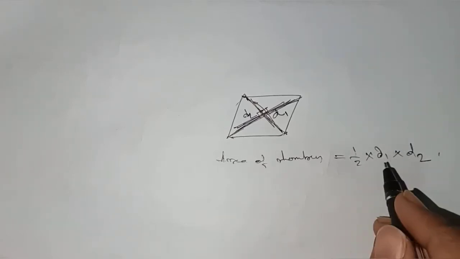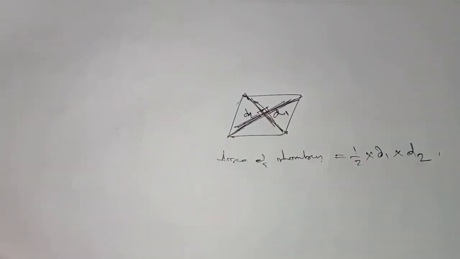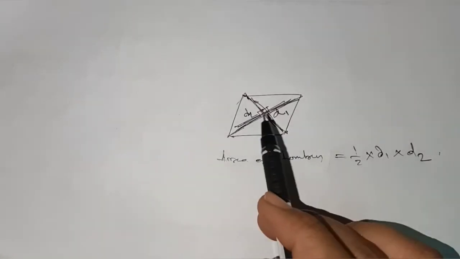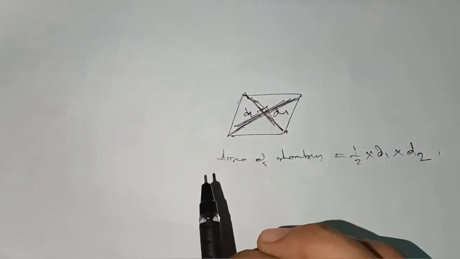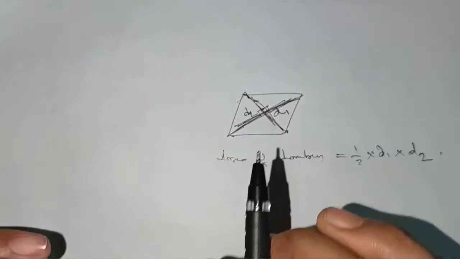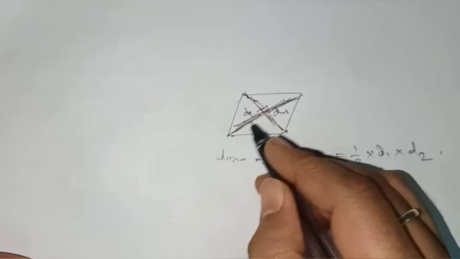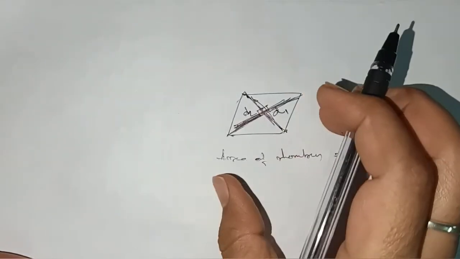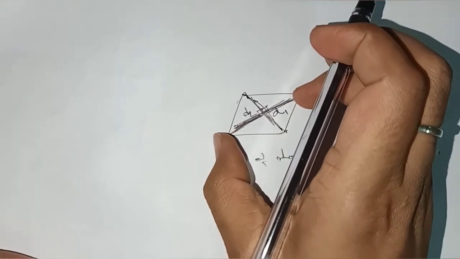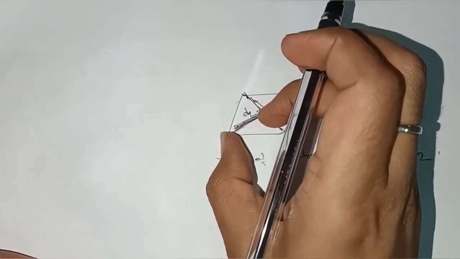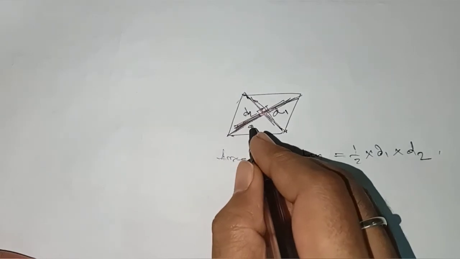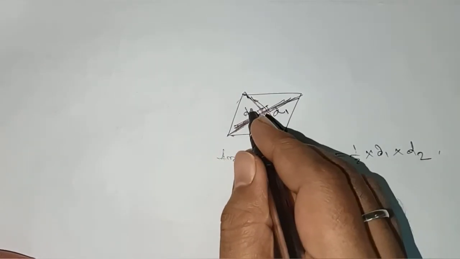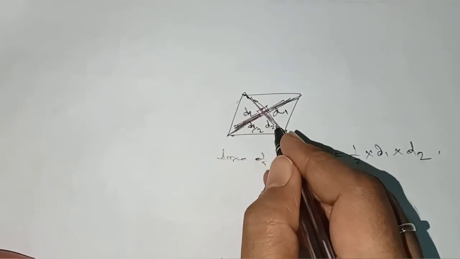So how did you get this one? Could you explain this one? Yes, we'll see here how to find it. Let's see. As diagonals bisect each other at 90 degrees, the length of this one will be your D2. If we take this one as your D1, then half of this one will be what? D1 by 2, and this will be half of this one, that is D2 by 2.